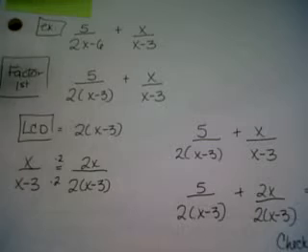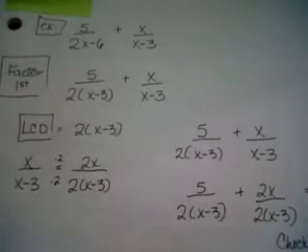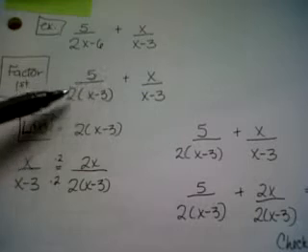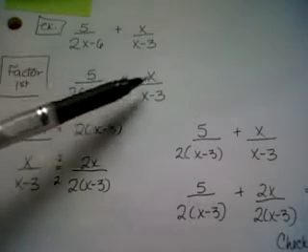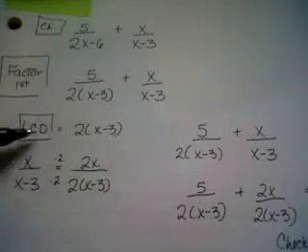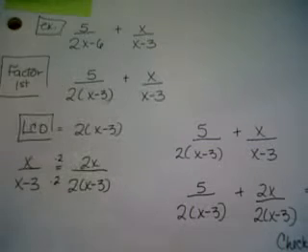Here's another example. I have 5 over 2x minus 6, plus x over x minus 3. My first step that I'm going to do is factor. So I notice I can factor out a 2 from here. So I have 5 over 2 times x minus 3, plus x over x minus 3. Then I find my least common denominator. My least common denominator will be 2 times x minus 3. I already have an x minus 3 there.